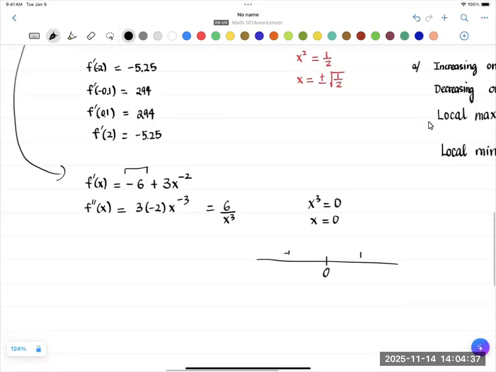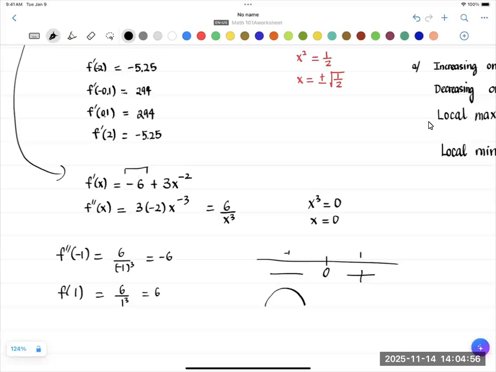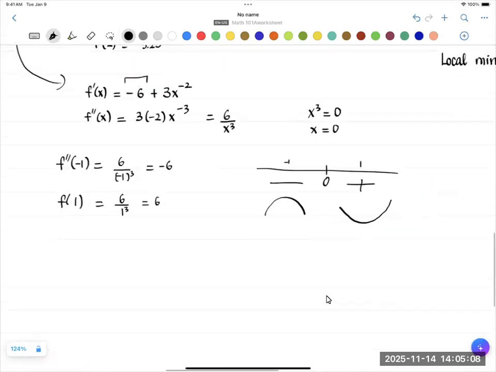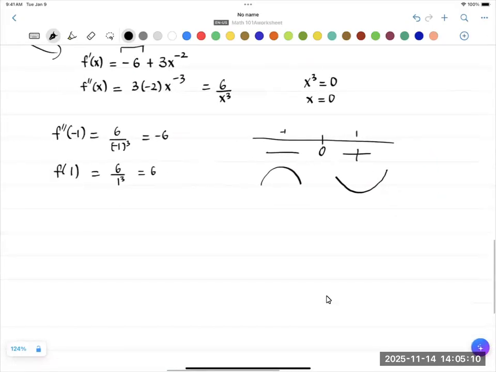f double prime of negative 1 is 6 over negative 1 cubed, which is negative 6. So this is negative. And f double prime of 1 obviously will give us positive 6, and that will be plus. So it's concave down when f double prime is negative, concave up when f double prime is positive. So 0 will not be the inflection point because on your function, the domain is x cannot equal 0. So there's no inflection point.